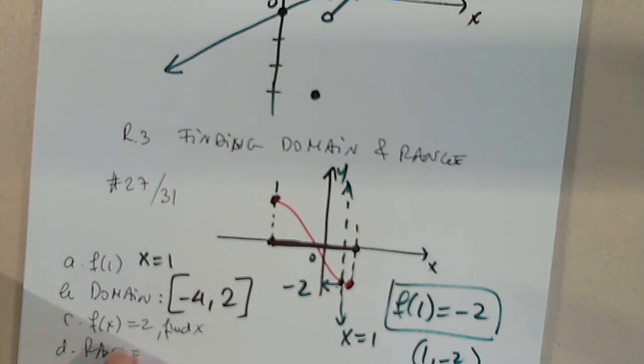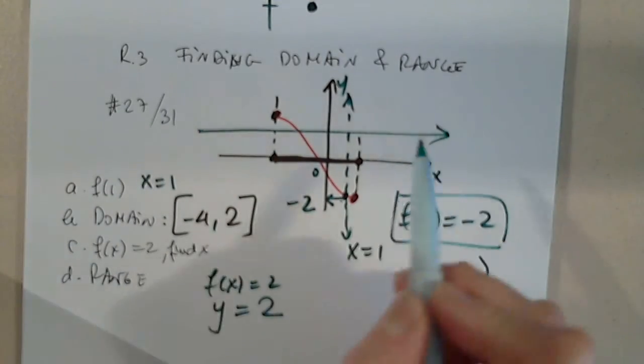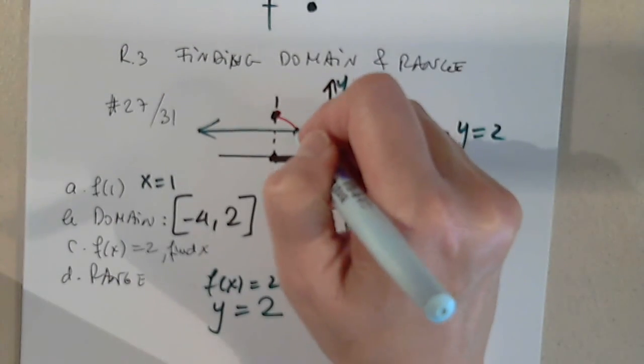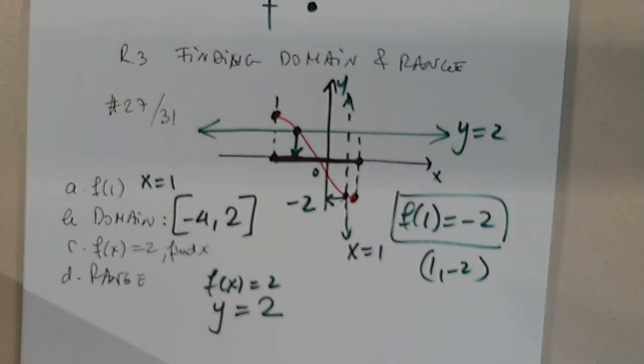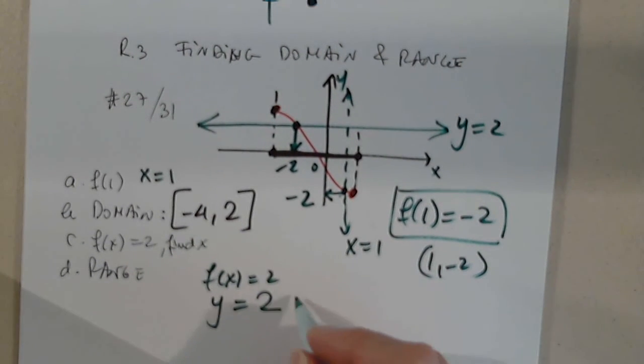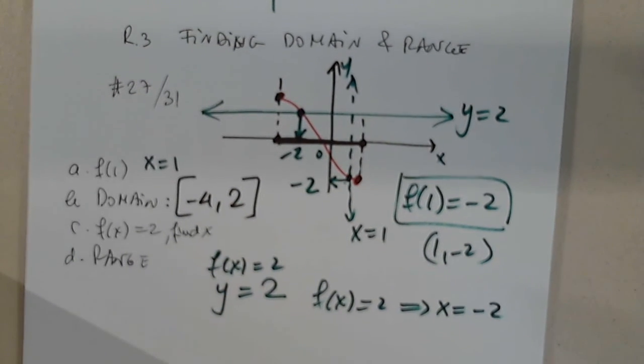Now I'm asked to determine x when f of x is 2. F of x equals 2 represents y equals 2. So I will be drawing a horizontal line this time. Y equals 2 crosses the graph of the function in one point, and I will be reading the x value. So when y is 2, x is -2 from the graph of the function. So that implies f of x equals 2 implies x equals -2.